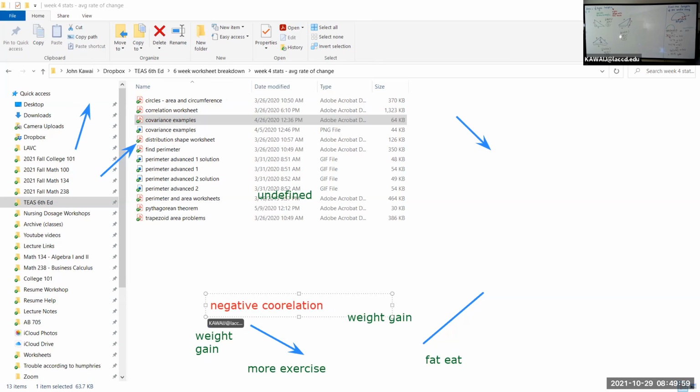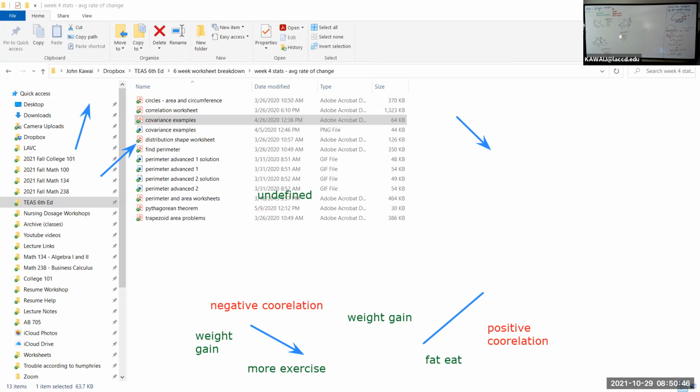So they may say the words negative correlation. In the same way, they may say in a word problem, the more fat I eat, the more weight I gain. That would be a positive correlation, because when the fat goes up, the weight goes up. Although who knows these days with Atkins and all that kind of stuff.